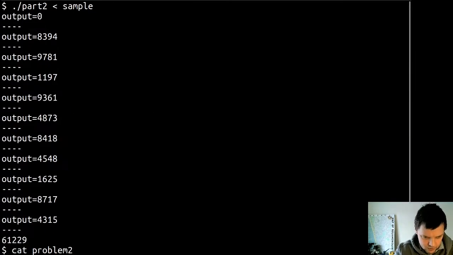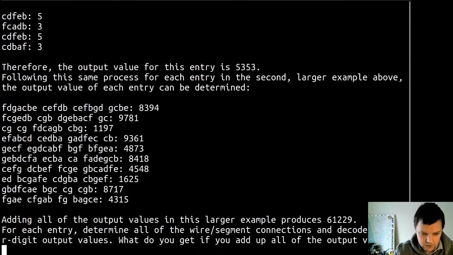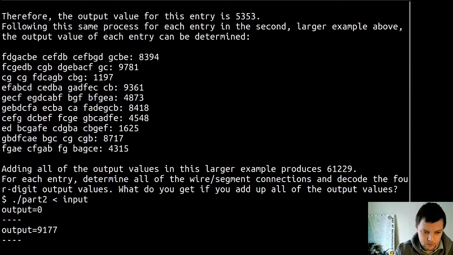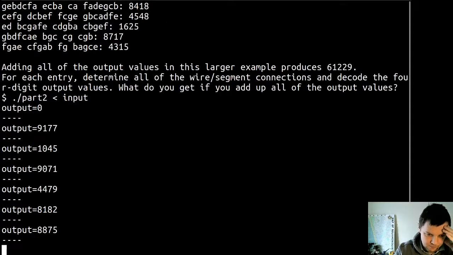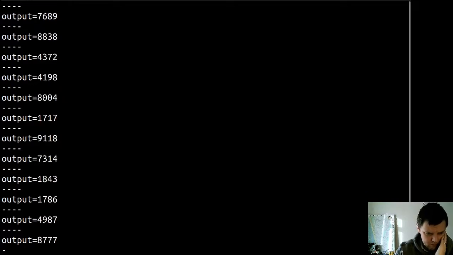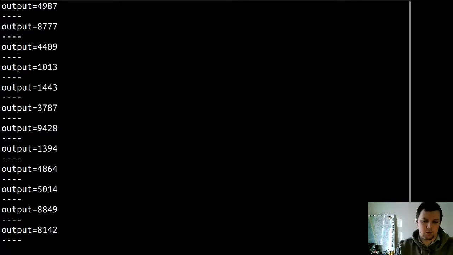Good. Now, what did problem 2 say the answer was for the sample? Is it 61229? Yes, finally getting somewhere. Let's see what this says. So there are 200 of these. We're doing about 1 a second. Maybe 2 a second. So it'll take about a minute and a half. I'm sure it could be made much better.